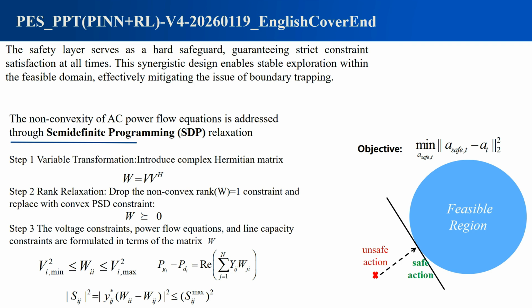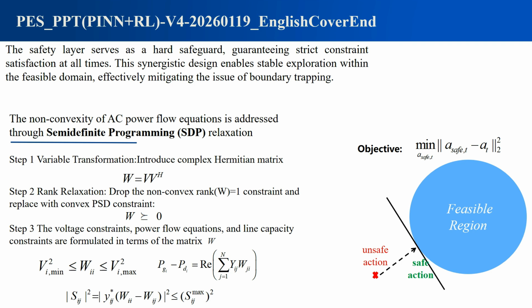The difficulty is AC power flow. The original AC equations are non-convex because voltage magnitudes and angles multiply each other. The slide uses SDP relaxation to obtain a convex safety problem. A complex voltage vector V is lifted into the Hermitian matrix W equal to VV Hermitian transpose. The rank 1 constraint would recover the exact voltage vector, but that rank condition is non-convex, so it is relaxed and replaced by the PSD constraint W positive semi-definite.